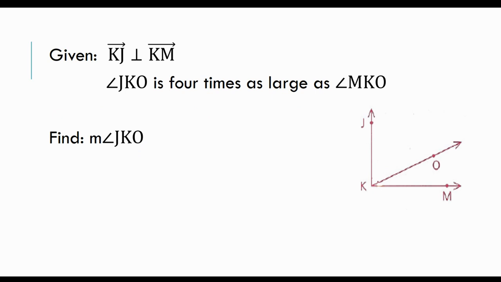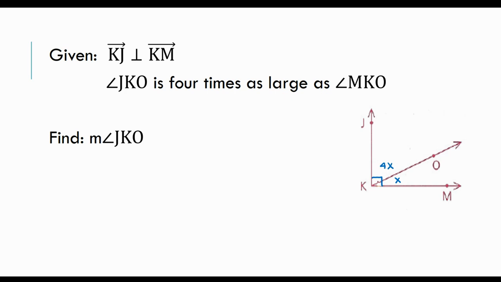Okay, we're given in this picture that the ray KJ is perpendicular to the ray KM. So I'm going to mark that in my picture. Perpendicular means that where those two rays intersect is going to form a right angle. Angle JKO, this angle right up here, is 4 times as large as the angle MKO, which is this little angle down here at the bottom. Because one angle is 4 times larger than the other, but I don't have a representation of what that measure actually is, I'm going to call the smaller angle X. And if the other angle is 4 times as big, that's going to be 4X.